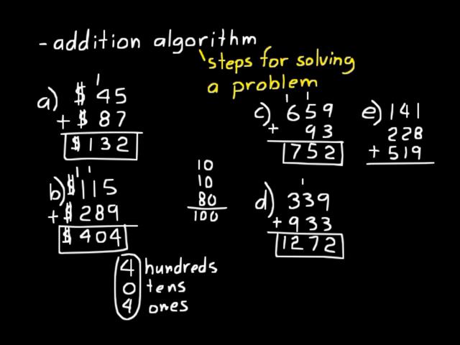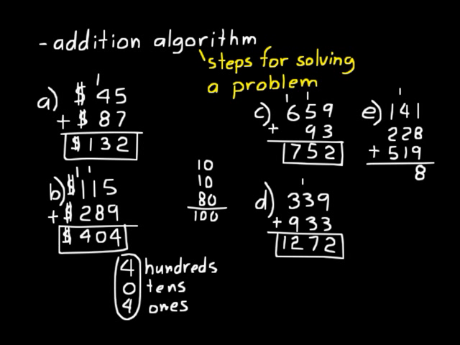Let's do one more. This one has 3 numbers in it, so this will be a little more complex, but we follow our same steps in our algorithm. We add up the columns. If we have a 1 to add to the next column, then we just do that. So let's look at the ones column here. 1, 8, and 9. 1 plus 8 is 9. 9 plus 9 is 18. And so we put an 8 in the ones column, carry a 1 to the tens column.